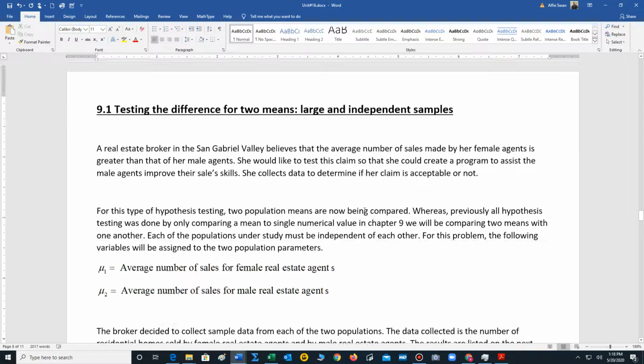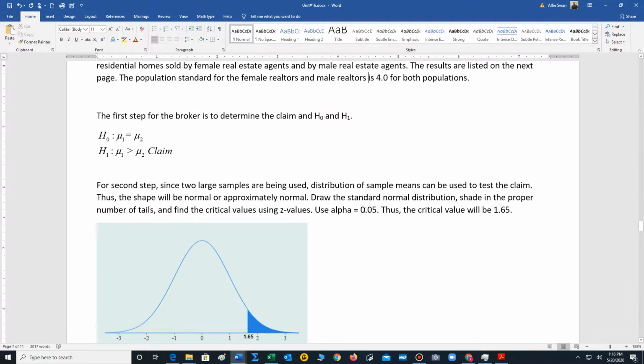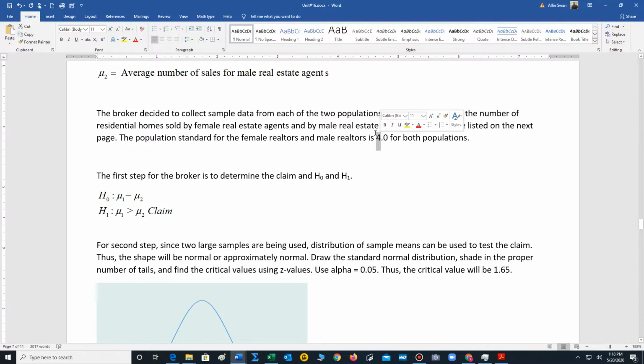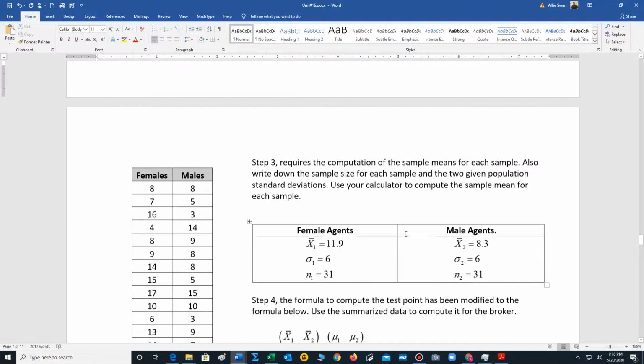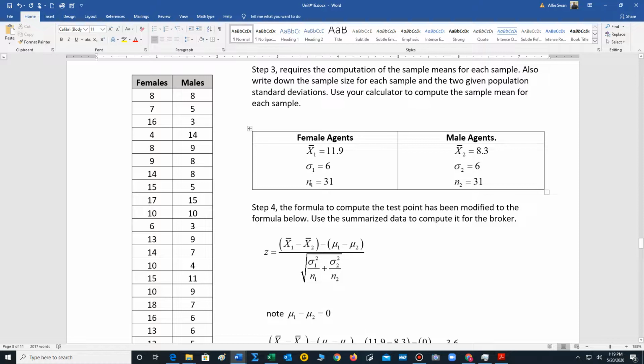I think there's a slight modification that we have to make over here. It should be 6. That's a typo there. So make sure you correct that on the paper. So sigma 1 is 6, sigma 2 is 6, and then both sample sizes are 31. So n1 is 31, n2 is 31. So we have sample data for the female agents, sample data for the male agents.